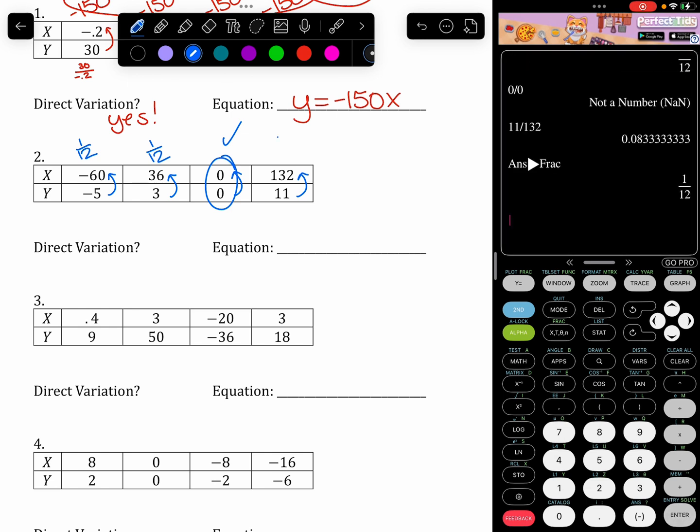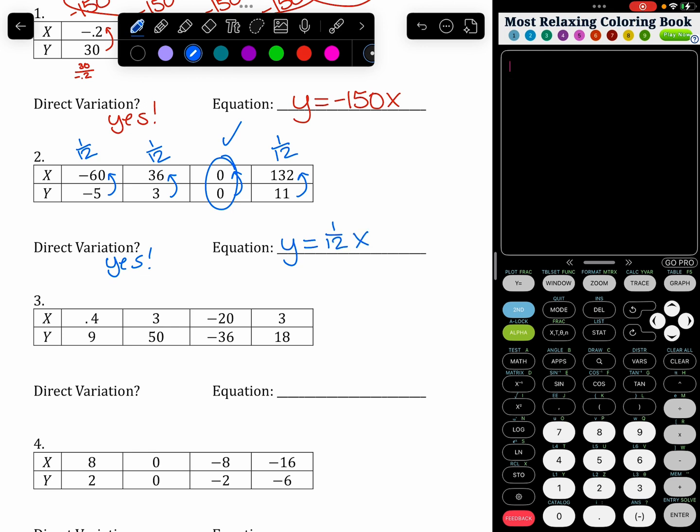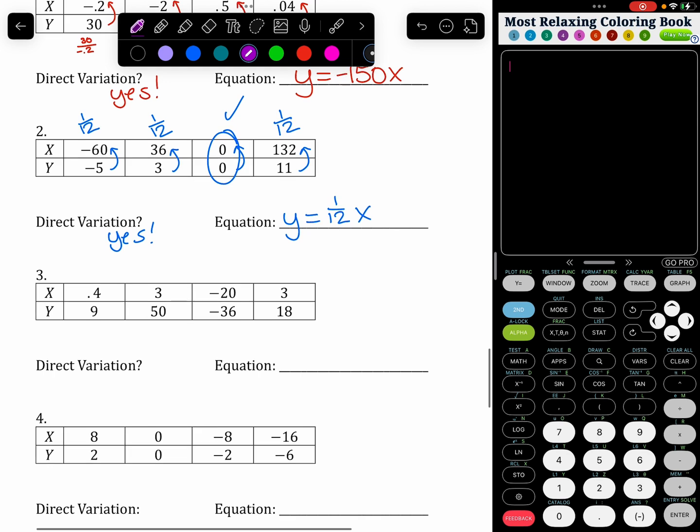So I'm now going to do 11 divided by 132. That looks like the same decimal. Yes. Okay, so even though we had that one little snafu with 0 over 0, we still do have a direct variation equation, and your equation will be y equals 1/12x.